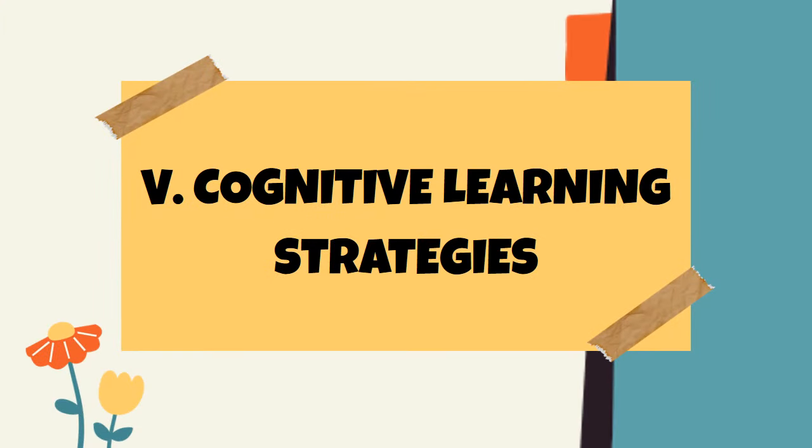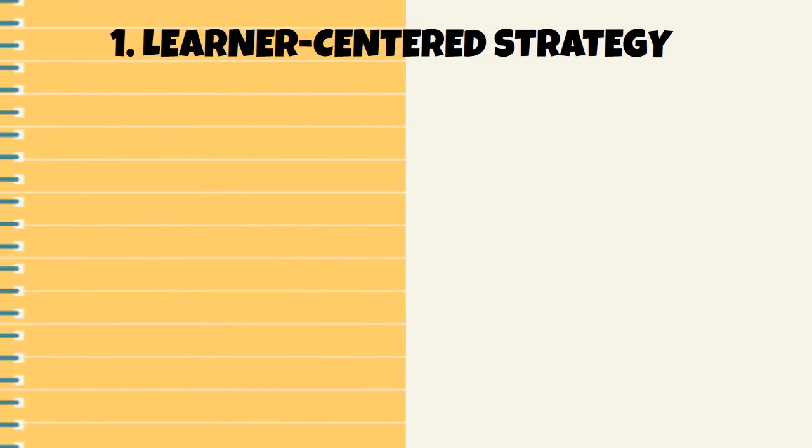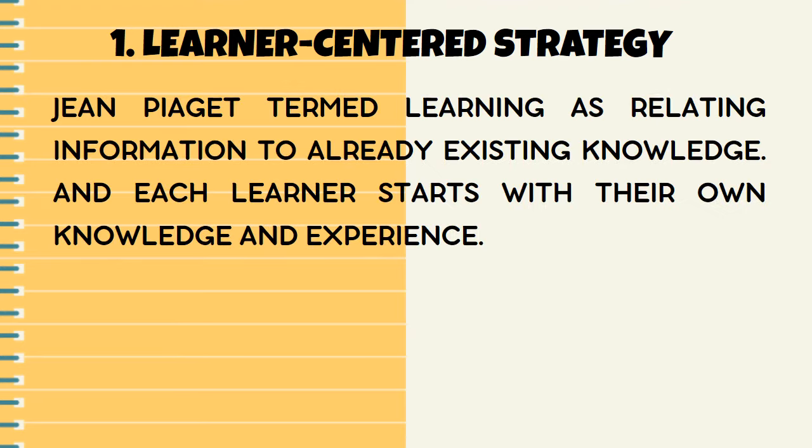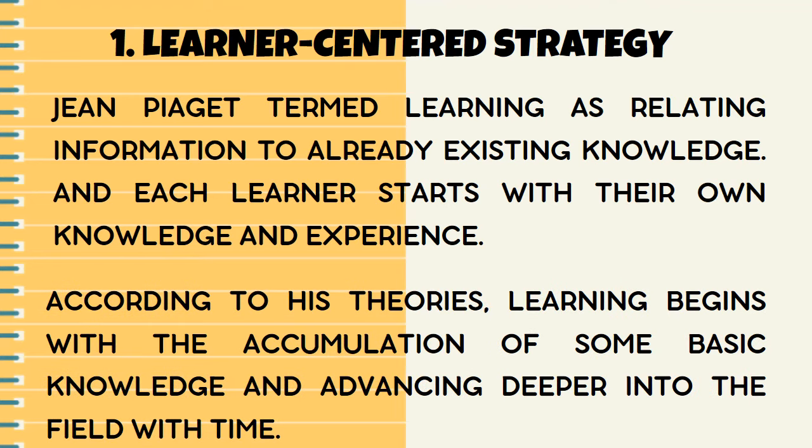And now we will discuss the cognitive learning strategies. Number 1, Learner-centered strategy. Jean Piaget termed learning as relating information to already existing knowledge, and each learner starts with their own knowledge and experience. According to his theories, learning begins with the accumulation of some basic knowledge and advancing deeper into the field with time.